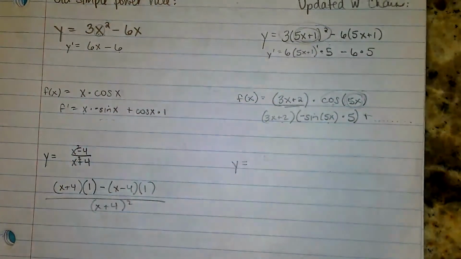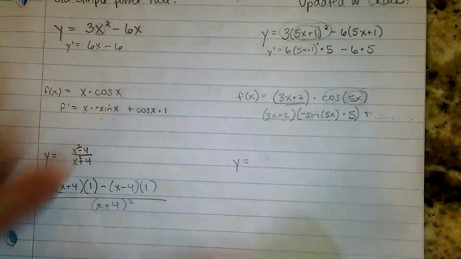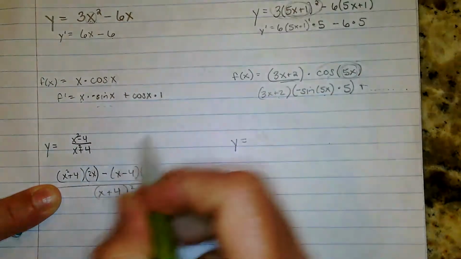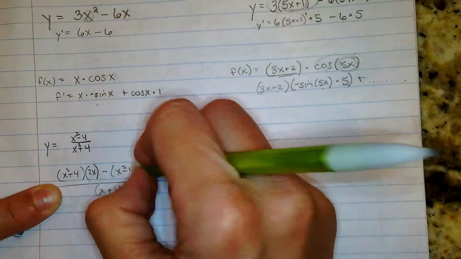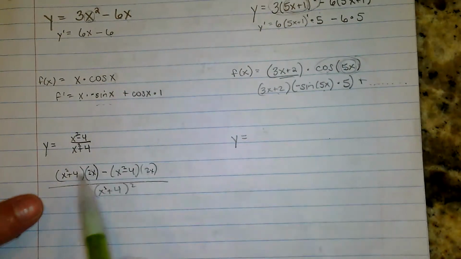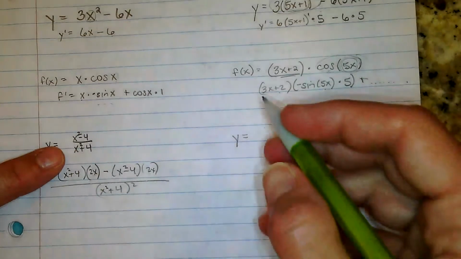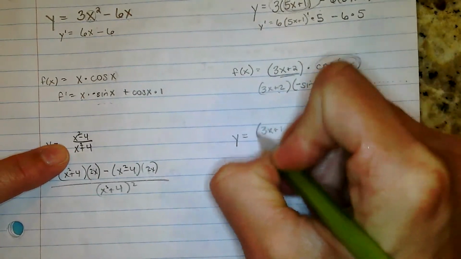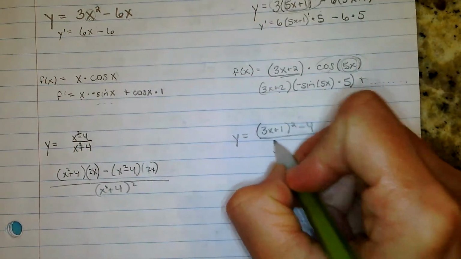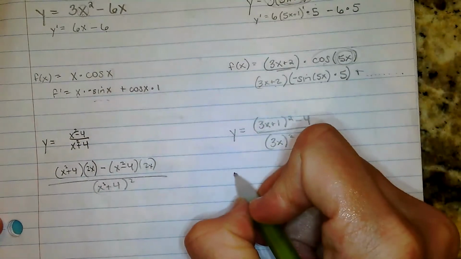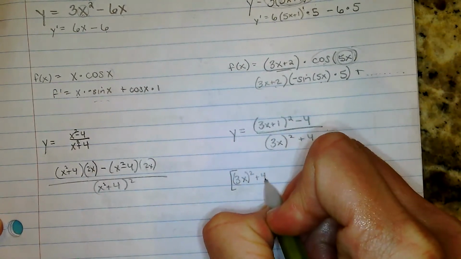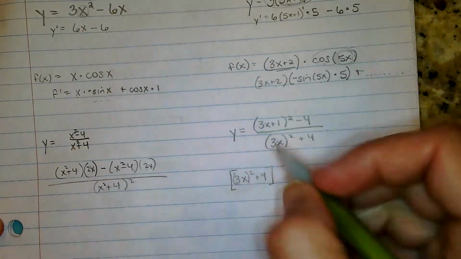Maybe I should have done this. x squared over x squared. And then I'd have bottom times derivative of the top would be 2x, minus top times derivative of the bottom would be 2x, all over bottom squared. And so I could maybe update that by doing something like 3x plus 1 squared minus 4 over 3x squared plus 4. So you'd have your bottom, which I'm going to do this way, times the derivative of your top.